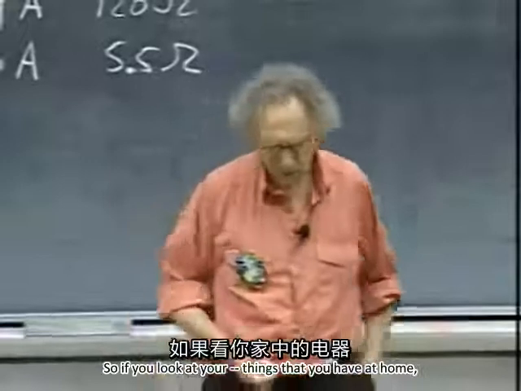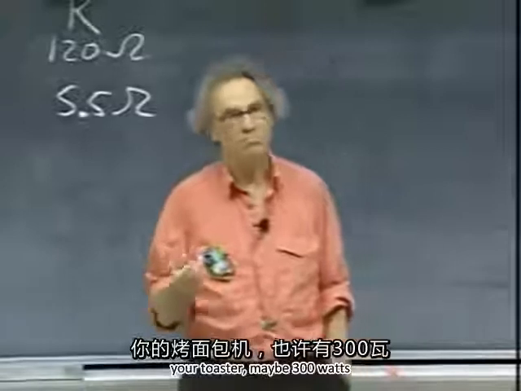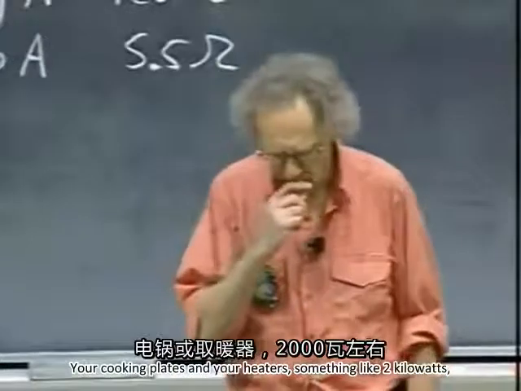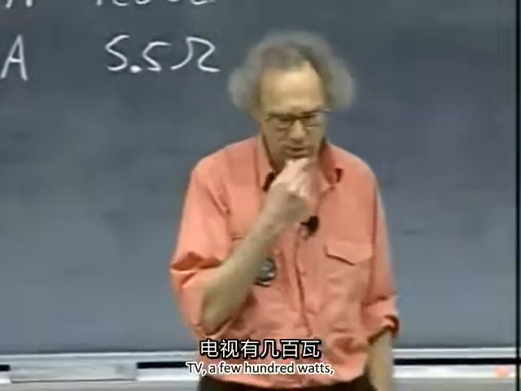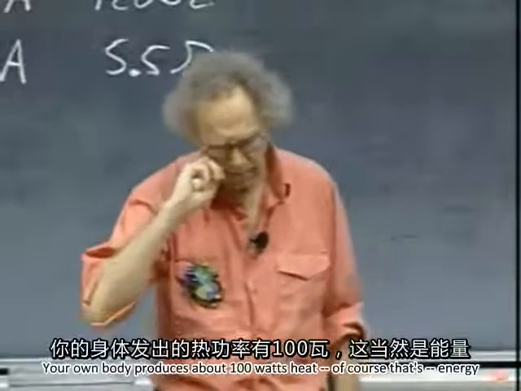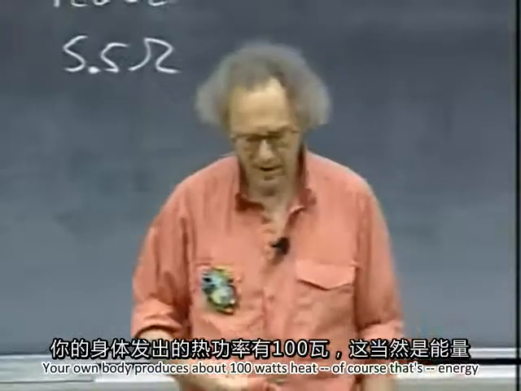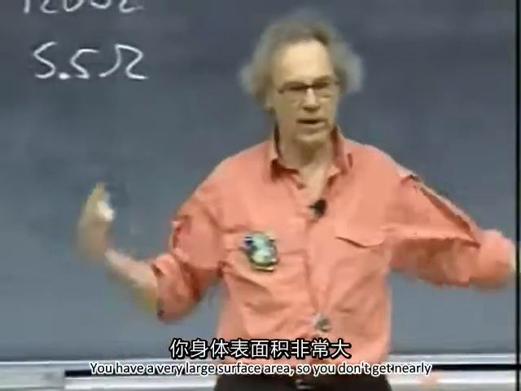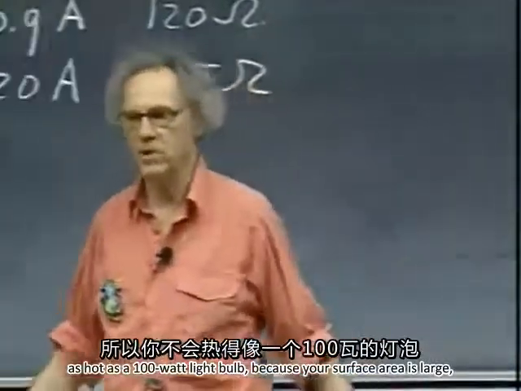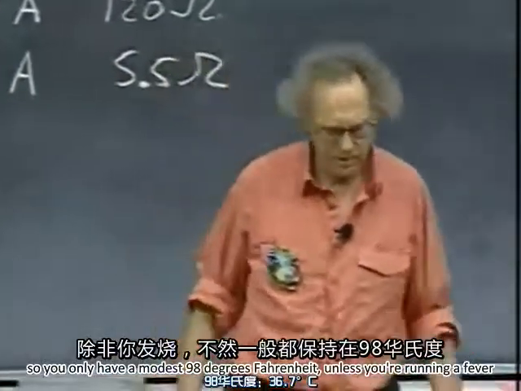So if you look at your things that you have at home, you have light bulbs, 40 to 200 watts, your toaster, maybe 300 watts, your cooking plates and your heaters, something like 2 kilowatts, your TV, a few hundred watts, your electric toothbrush, probably only 4 watts, very modest. Your own body produces about 100 watts heat. Of course, that's energy. You have a very large surface area, so you don't get nearly as hot as a 100-watt light bulb, because your surface area is large. And so you only have a modest 98 degrees Fahrenheit, unless you're running a fever.